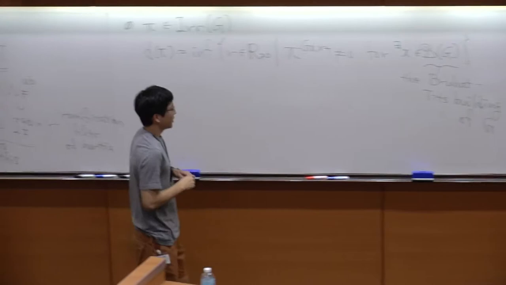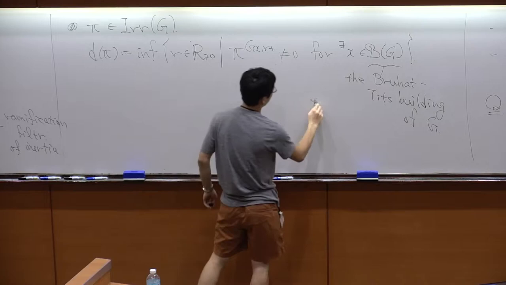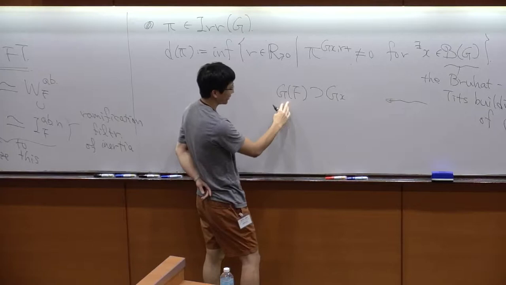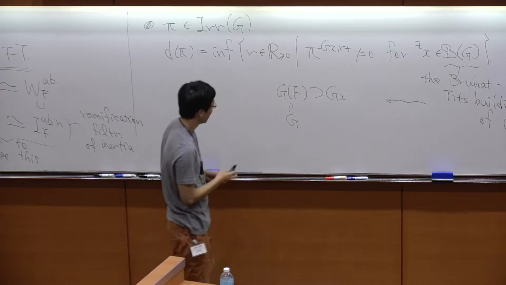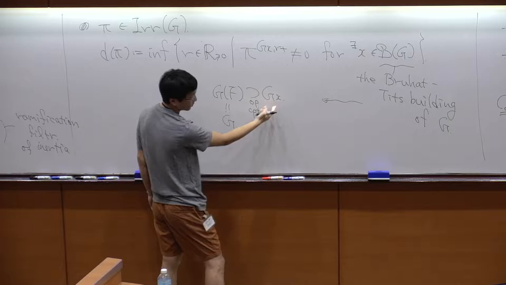In this talk, I don't explain the definition of the building of G. But anyway, this is a set. And if we take a point of this set, we can get an open compact subgroup of G(F). So here, maybe today I will often use the same symbol G for the set of F-valued points of G. And if we take a point X of B(G), then we can get an open compact subgroup, a so-called parabolic subgroup attached to the point X.